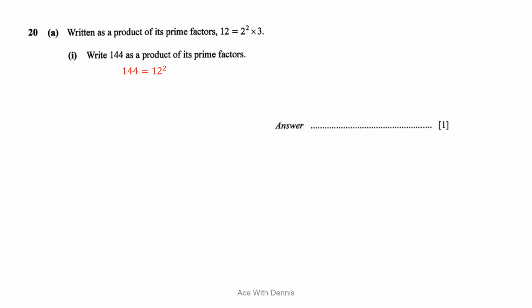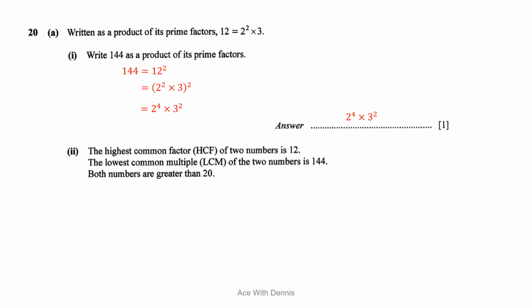Question 20a. Written as a product of its prime factors, 12 equals 2 squared times 3. 1. Write 144 as a product of its prime factors. 1 mark. Okay, so we know that 144 means 12 times 12, which is 12 squared. And given that 12 is 2 squared times 3, it is 2 squared times 3, then outside the bracket squared, then we expand or remove the bracket, we get 2 to the power 4 times 3 squared. Hence, the answer is 2 to the power 4 times 3 squared.